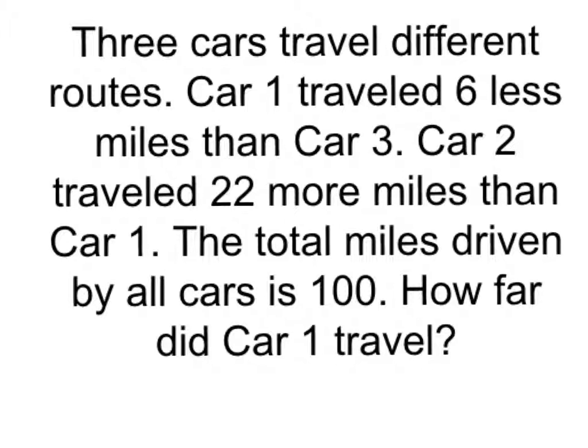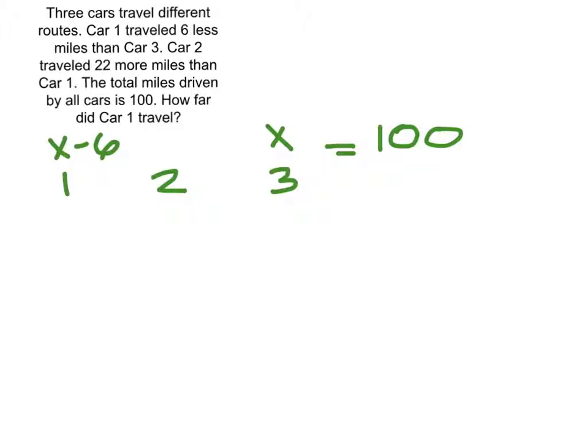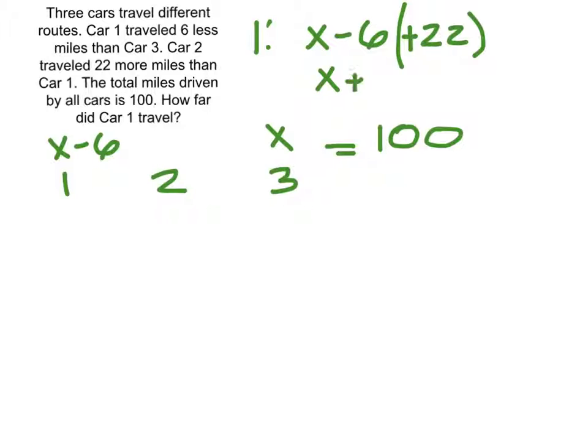This solution, we have 3 cars, so we're going to do 1, 2, and 3. Altogether, they travel 100 miles. Car 1 traveled 6 less miles than car 3. So we'll make car 3 the unknown. Car 1 is x minus 6. Car 2 is 22 more than car 1. Now here's car 1, and if I add 22 to that, minus 6 plus 22 would give me a 16. So x plus 16 for car 2.